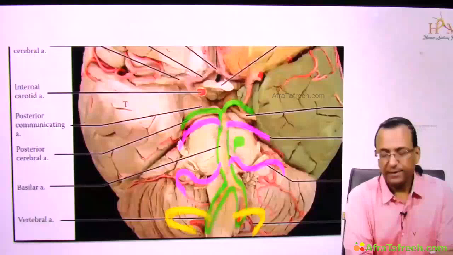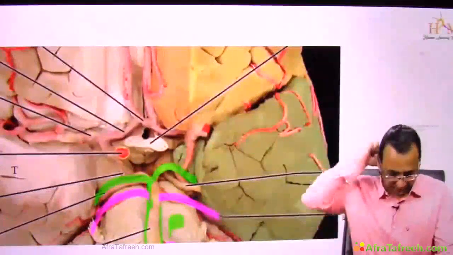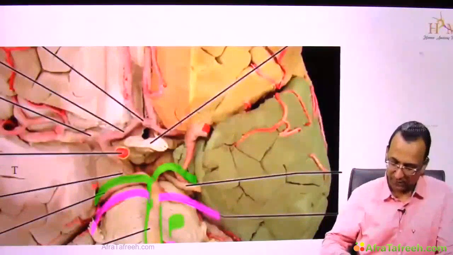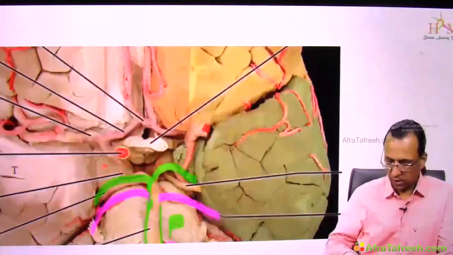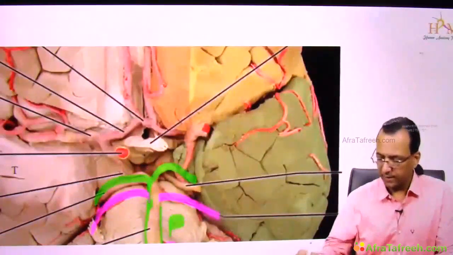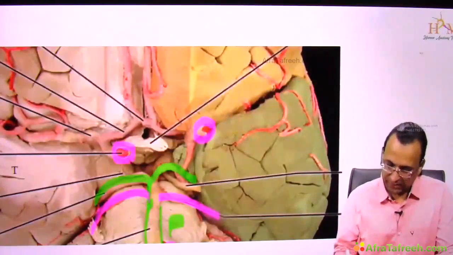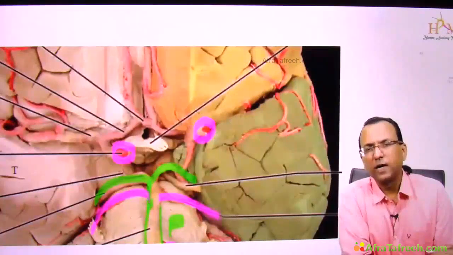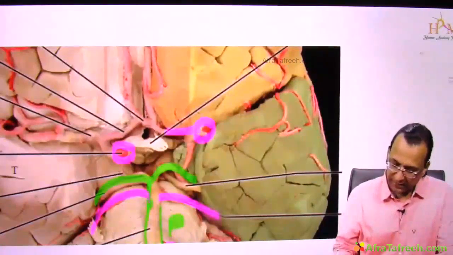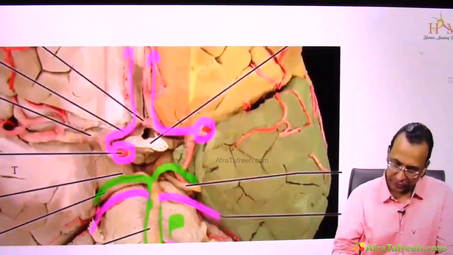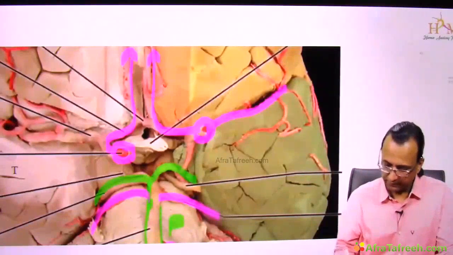What is the next thing? Next thing you can see here now, this is the posterior cerebral artery. And what is it doing? Can you see the internal carotid artery here? If that is the internal carotid artery, what is it doing? I told you. It will give the anterior cerebral artery. Yes. It will give the middle cerebral artery.